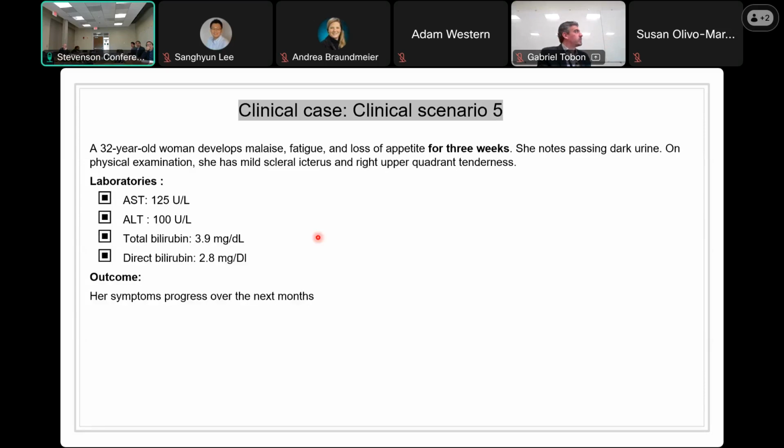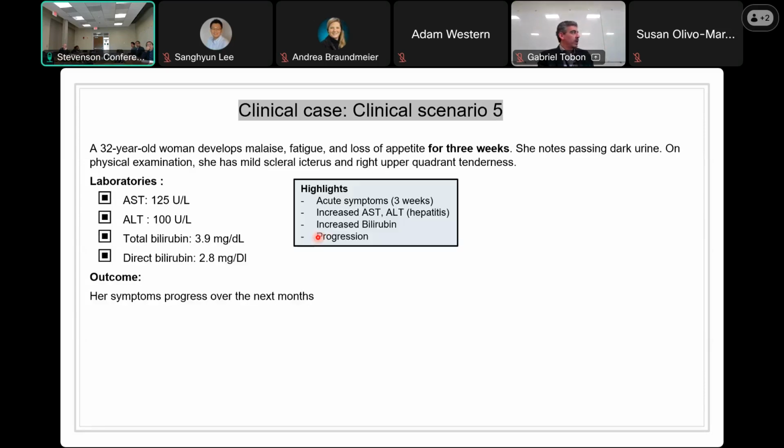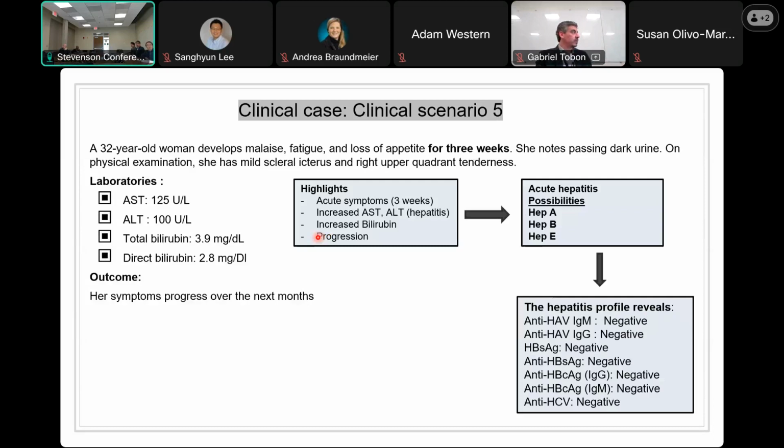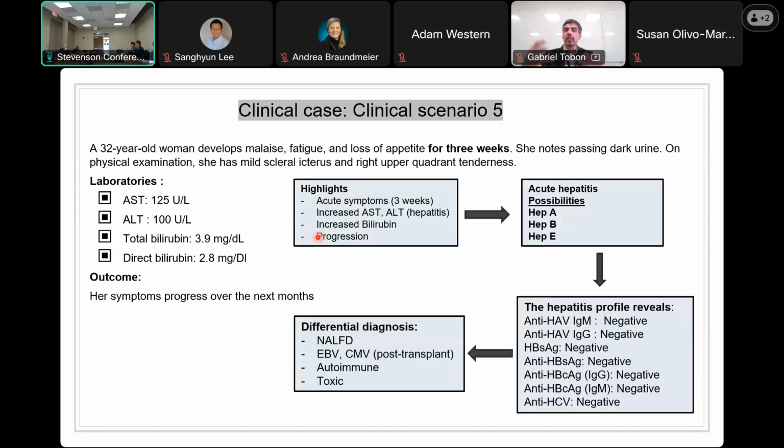Here we have the same patient with the same symptoms with hepatitis. The possibilities are the same, hepatitis A, B, and E, but the serological panel is negative. So we rule out infections, at least the most common. So what are the possibilities? So we talk about the differential, like non-alcoholic fatty liver disease or different infections like CMV, but we don't have a history of transplant or the patient is not immune suppressed. We also have the possibility of toxicity by any medication or autoimmunity.